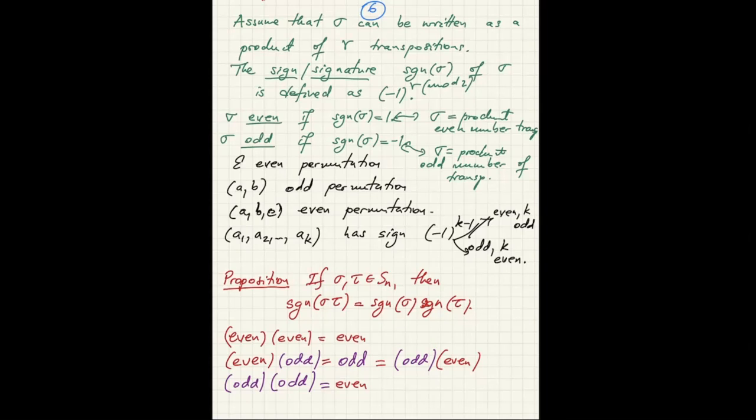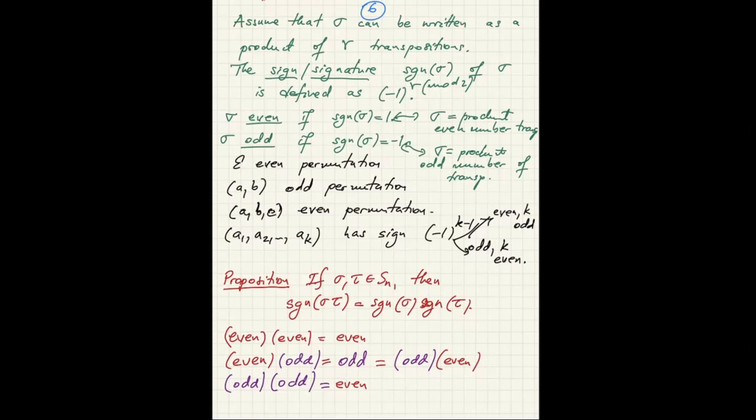So in particular, the identity is an even permutation. A transposition is an odd permutation. A cycle of length 3, (a b c), is an even permutation, and you can see fairly easily that because we have this decomposition of a cycle of length k into a product of k-1 transpositions, a cycle of length k is going to be even if k is odd, and is going to be odd if k is even. So you have to be a bit careful about that.